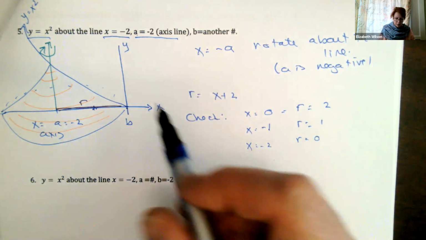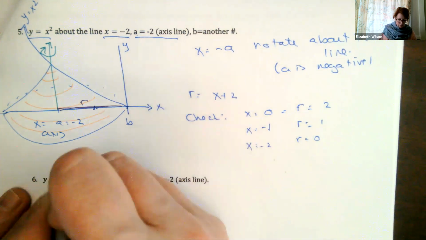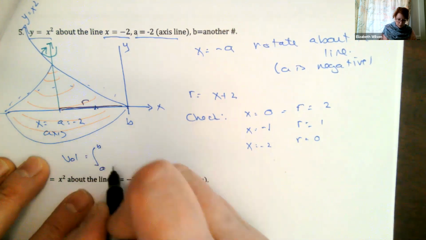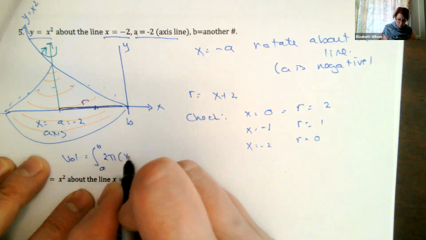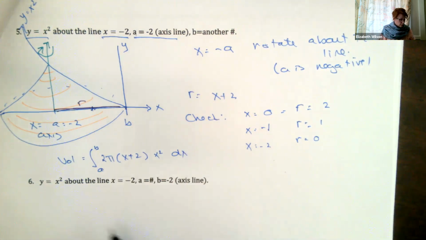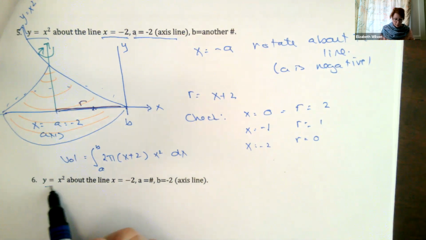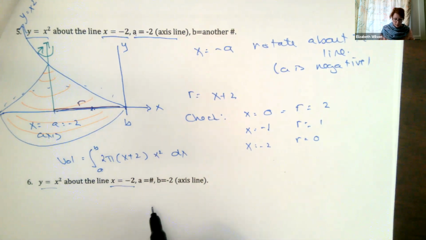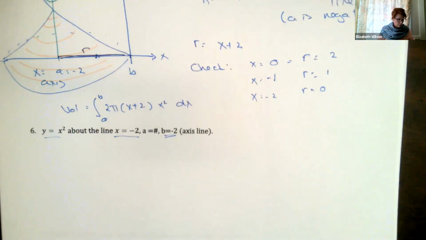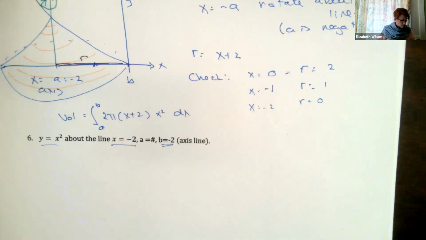And our volume is going to be the same thing. We would go from a to b, say for example, 2 pi times (x plus 2) times x squared dx. Lastly, we're going to go about the line x equals minus 2, and b equals minus 2 is our axis line. Let's just draw this out.